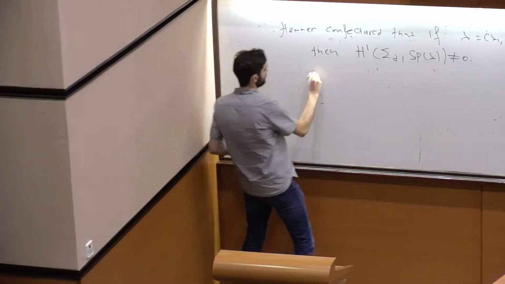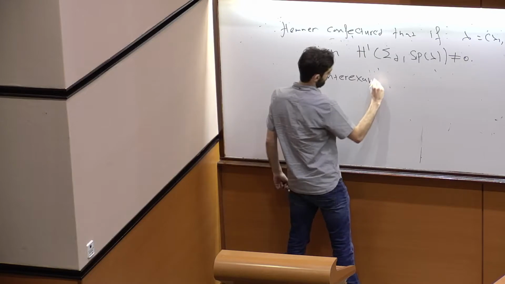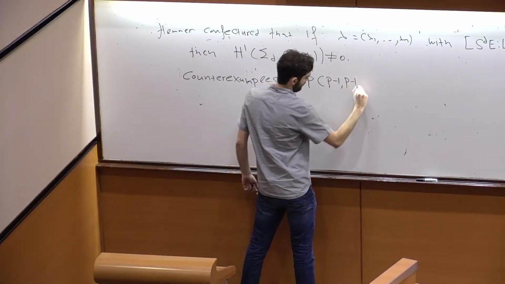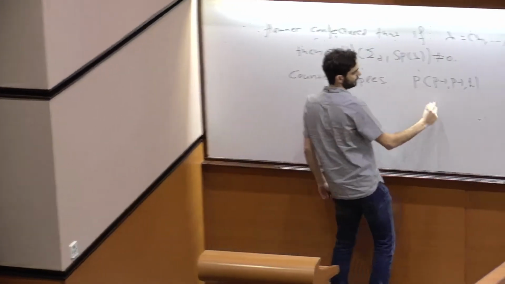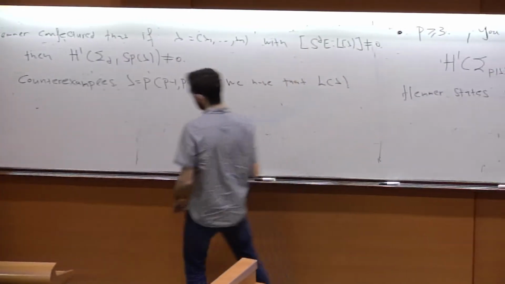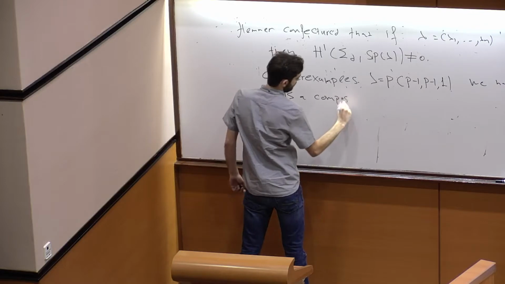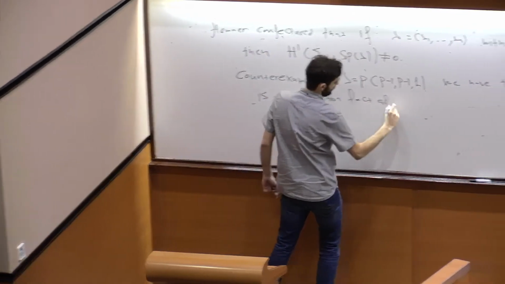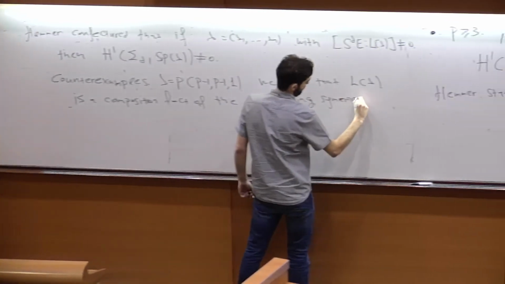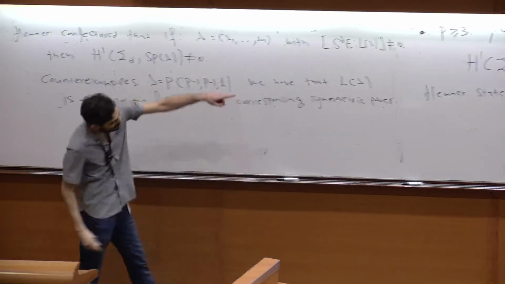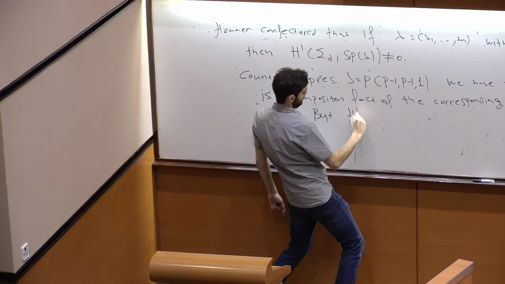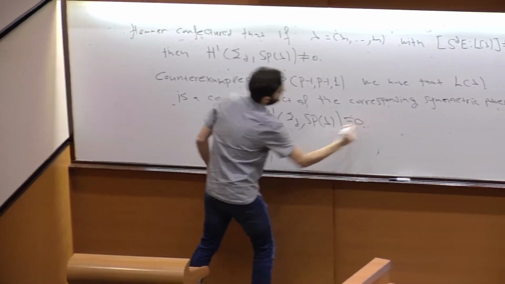And the counterexample to this conjecture, this thing here for lambda, let's say, is a composition factor of the corresponding symmetric power, but the result is that I cannot have things that everything is divisible by p. So this is the counterexamples.